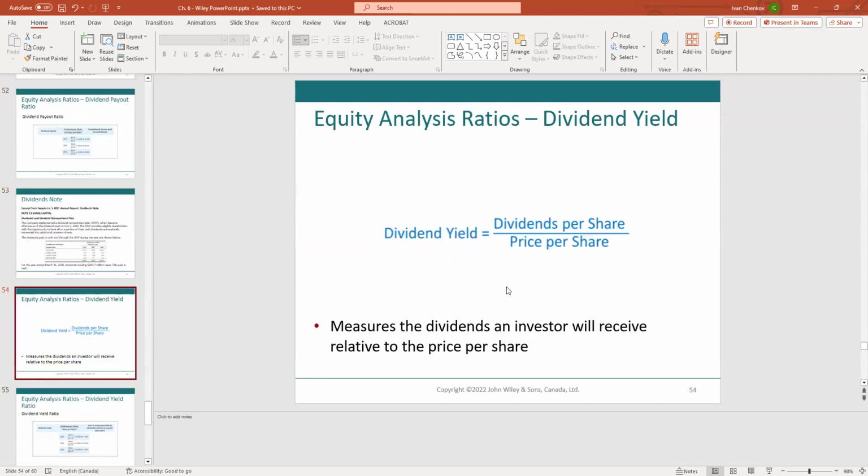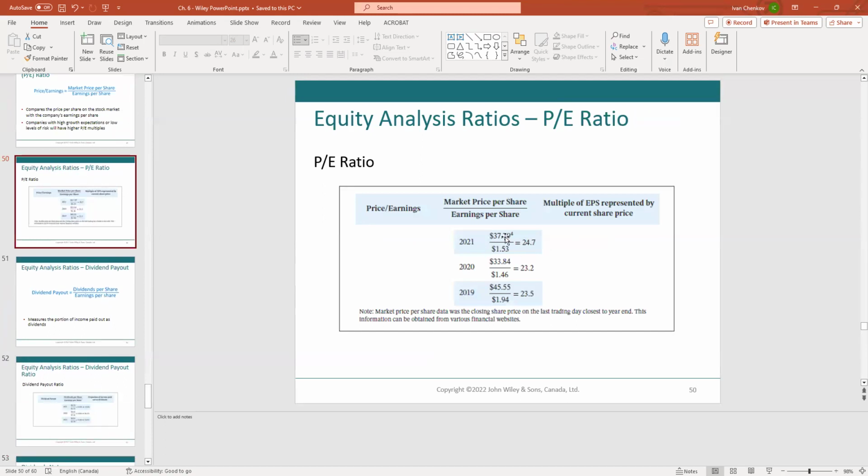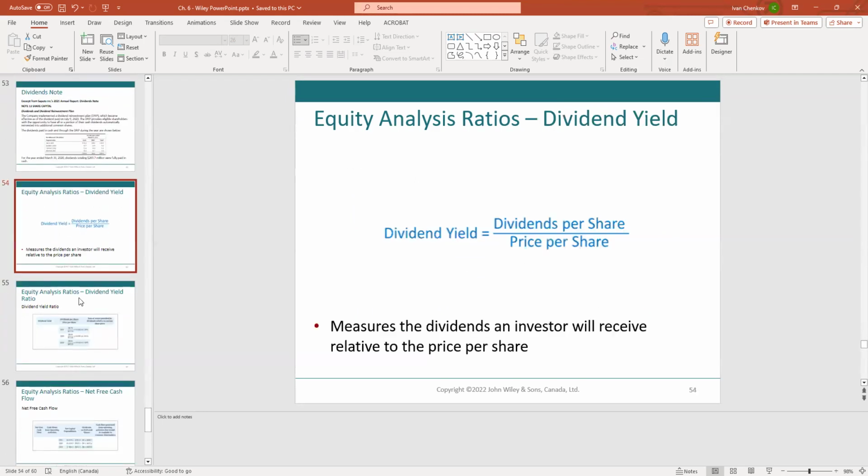The other one is the dividend yield. Dividend yield is the dividend per share divided by the price per share. That measures what dividend an investor will receive relative to the price per share. So if a new investor is going to come, he has to pay the market price. As we saw from here, the market price was 37. But he's going to get a dividend of 153. So how much is that in terms of the dividend yield?